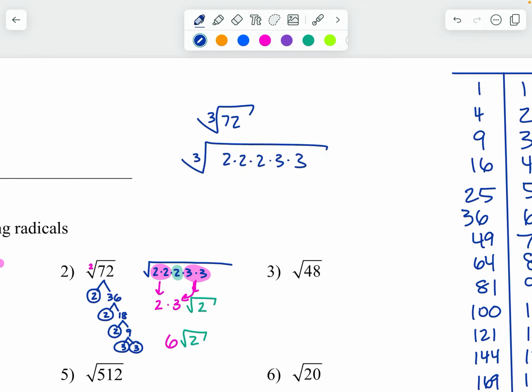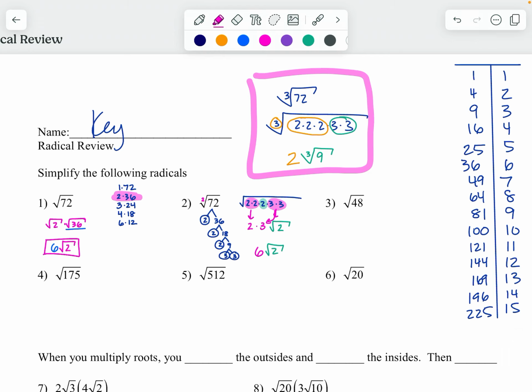All right, I'm going to pause, and then I want you to try 3, 4, 5, 6. I'm going to do those out, and then you can check your answer.